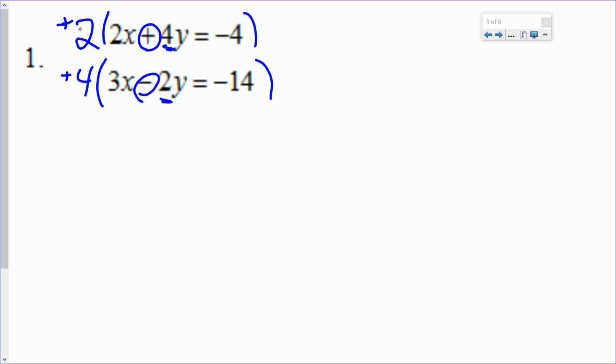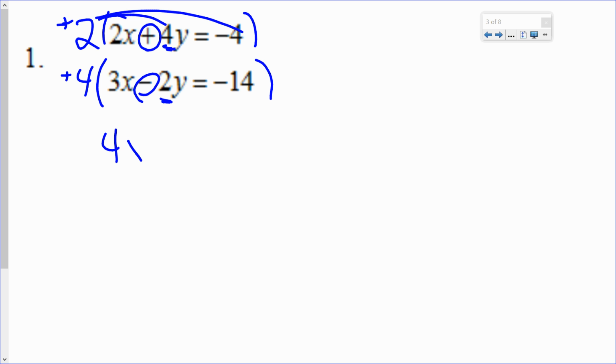If they were the same sign, then I would have to make one of them negative. It wouldn't matter which one. If I were to have chosen the x's to cancel, since they're the same sign, I would have to make one of them negative. We'll talk about that more later. Now I multiply everything through.